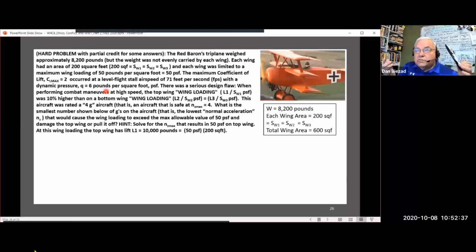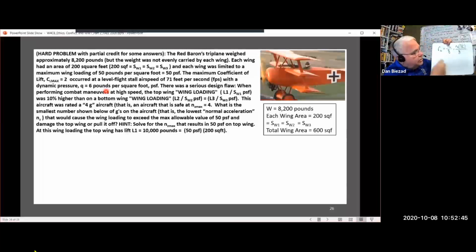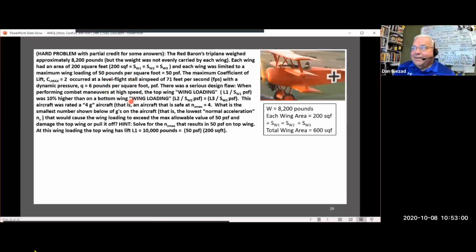A good test question would be, what is the lift pressure? Well, if C-sub-L is 2 and dynamic pressure is 6, what must the lift pressure be? 12, right? So the lift over wing area must be 12. That's the kind of thing I would ask you on a midterm test or on a final. But we're going to go deeper today.